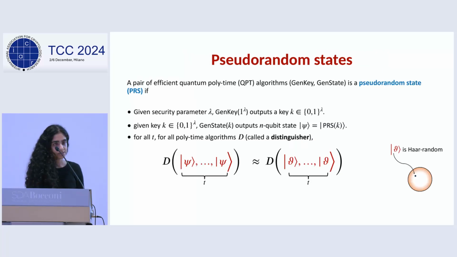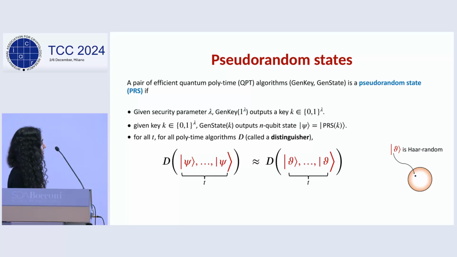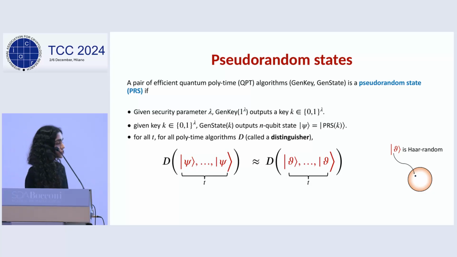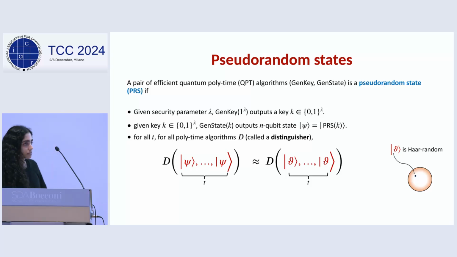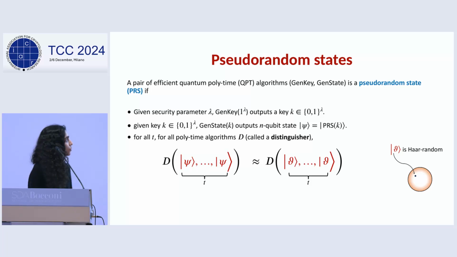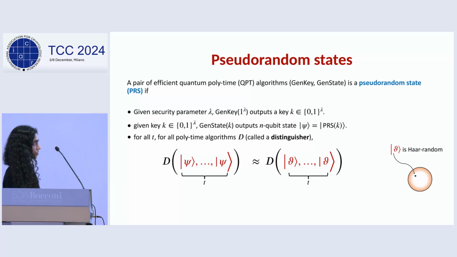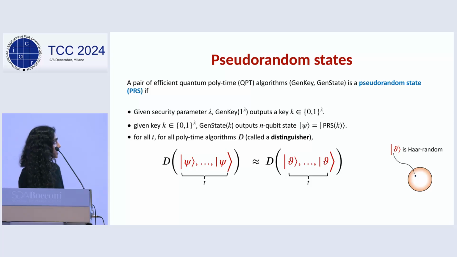More formally, a pseudorandom state is just a pair of efficient quantum polytime algorithms. There's a key generation algorithm, which takes in the security parameter and outputs a key k. And then given a key k, there's a state generation algorithm, which outputs an n-qubit state. And this is our PRS state. The security guarantees the following: for all polynomials T and for all polytime algorithms D, which we call distinguishers, T copies of a pseudorandom state are indistinguishable from T copies of a Haar random state. And the notion of copies matters here because quantum states are not clonable.